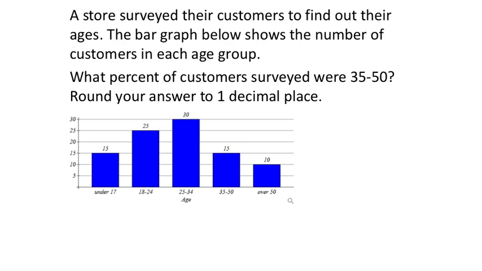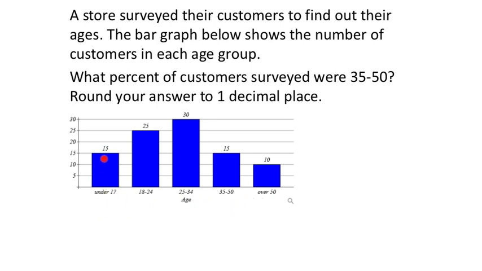The store surveyed their customers to find out their ages. The bar graph shows the number of customers in each age group. What percent of the customers surveyed were 35 to 50 years old? Round your answer to 1 decimal place. Okay, so we're looking for the nearest tenth on this one, just like we did on that last one. Here is our bar graph. It should be a histogram, but whatever.